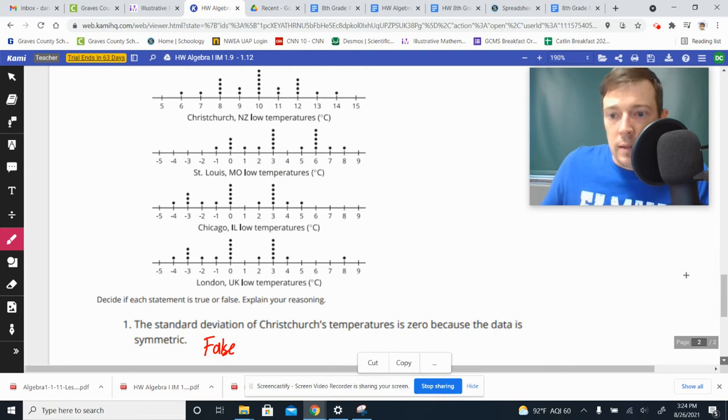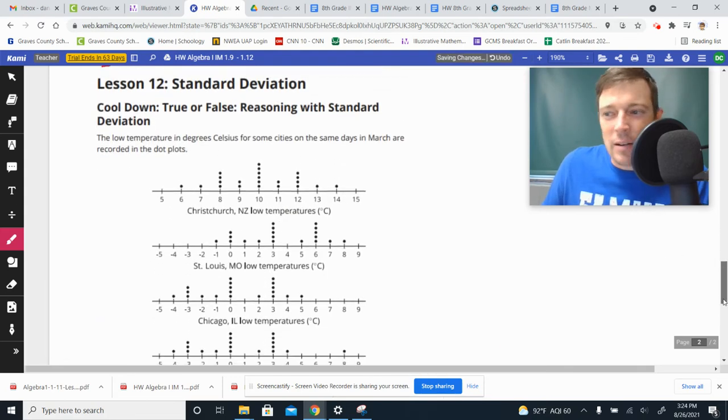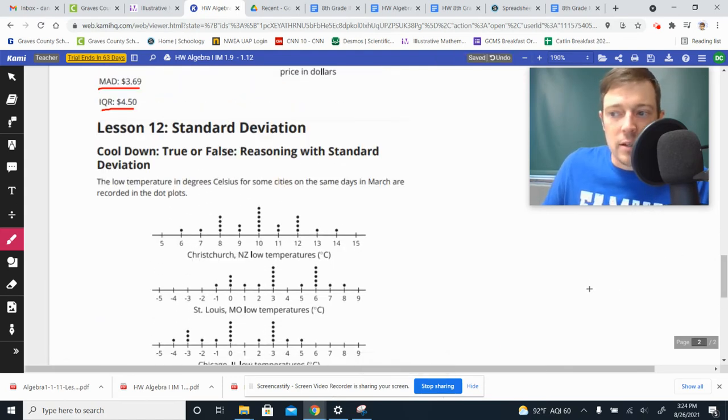And yeah, you're right. My daughter, she looked it up. NZ does represent New Zealand. So I was correct in my guess there.